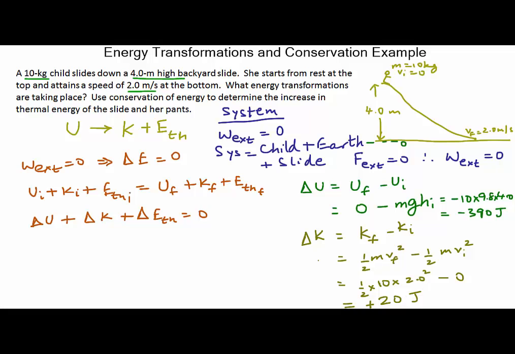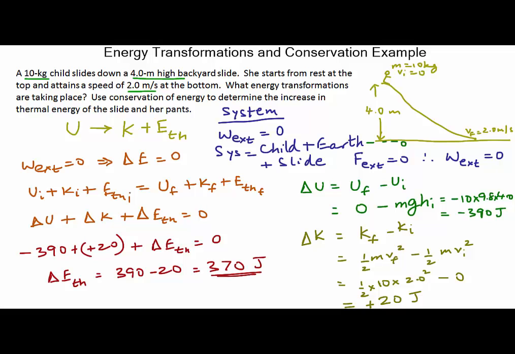Where's the rest of the energy going? Well, that's what's going to thermal. So going back to this equation, I got minus 390 joules for the change in potential energy, plus 20 joules for the change in kinetic energy, plus the change in thermal energy, and all of that has to equal 0 because energy is conserved for our system. And rearranging this, I get change in thermal energy is 390 minus 20, which is 370. The units were joules. So in sliding down, the child loses 390 joules of potential energy, 20 of which goes to kinetic energy, and the remaining 370 goes to heating up the slide and her pants due to the force of friction.